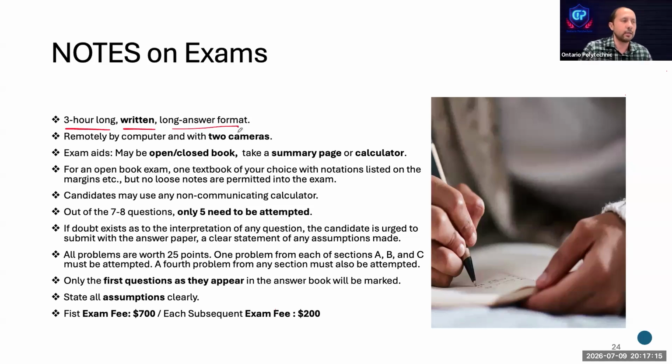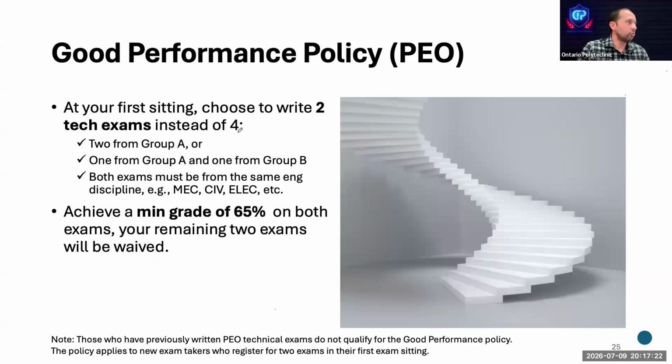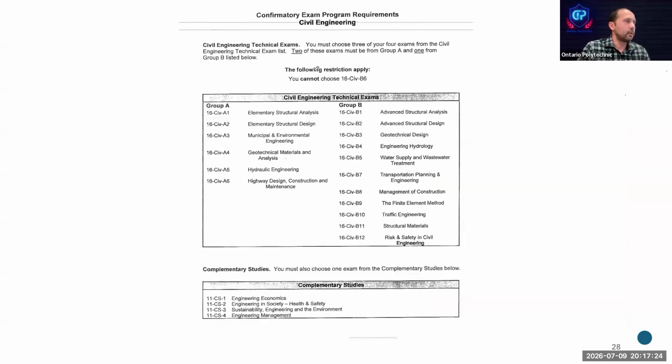So that means that it's not a multiple choice exam. So the exam, let me show you, for example, here. This is what they will send you when you register. This is from the civil engineering group. So you see they have group A, group B, and complementary or CS studies. So you can take two from group A, one from group B, and one from group CS.